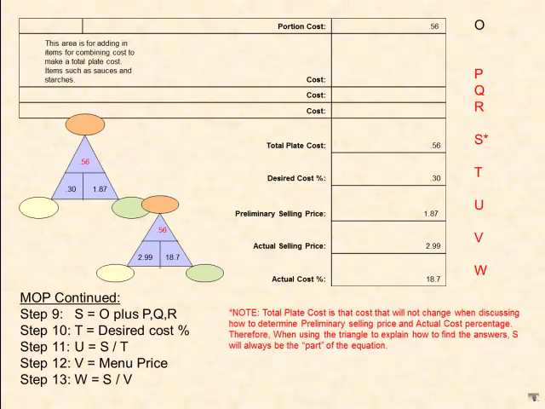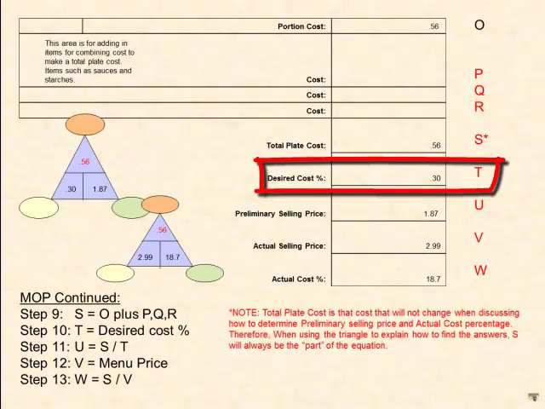All right, so we're at total plate cost, which is S, and now we're going to go to step number 10, which is to get T. T is the desired cost percentage. Where do you get that from? Well, you get that from management. It is the budgeted amount.